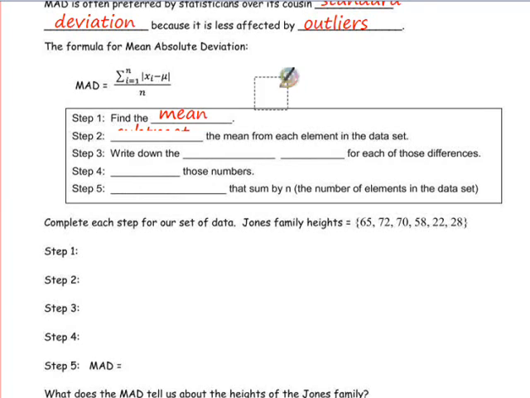Step 1, find the mean. That's no problem. Okay. Step 1 is find the mean. Step 2, we're going to subtract the mean from each element in the data set. All right. Step 3, we're going to write down the absolute value for each of those differences. Step 4, we're going to add those numbers. And step 5, we're going to divide that sum by n, which is the number of elements in the data set.